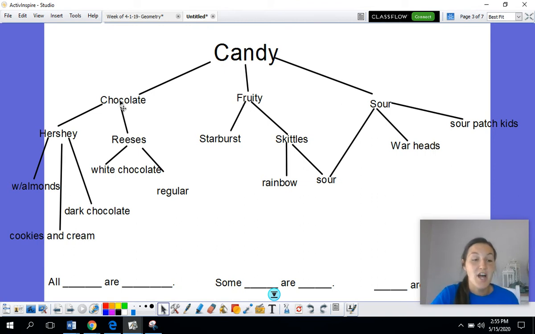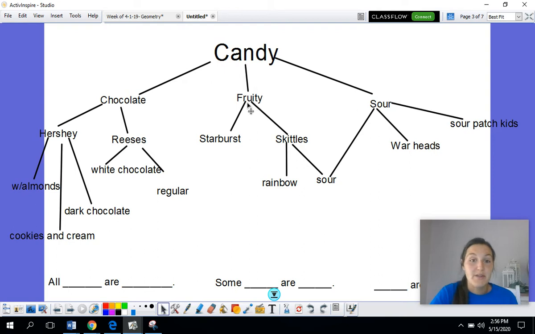And then from the chocolate, I only used a couple, so that's all I had on my screen. I go into Hershey and Reese's. And then you even see here's where those subcategories come in. For Hershey, we have the ones with the almonds, we have the dark chocolate Hershey's, we have the cookies and cream Hershey's. They're all different types of Hershey's chocolate. And same for Reese's. There's just the regular Reese's, there's the crunch, there's the white chocolate.